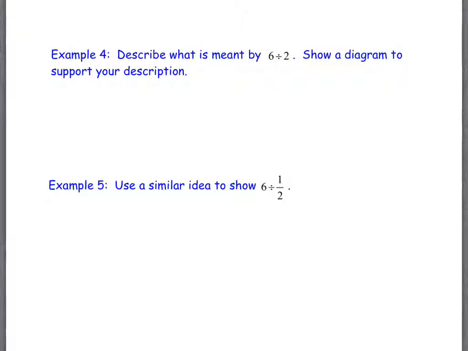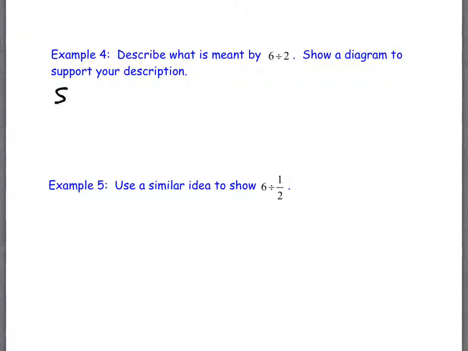Well, that doesn't work very well on the next example. I have 6 cookies and I have 1/2 kids. Somehow it just doesn't really work. So what are we going to do? Well, there's actually another way to think about the 6 and the 2 and the numbers of kids and cookies, okay? So what I'm going to do is say we have 6 of whatever you'd like.